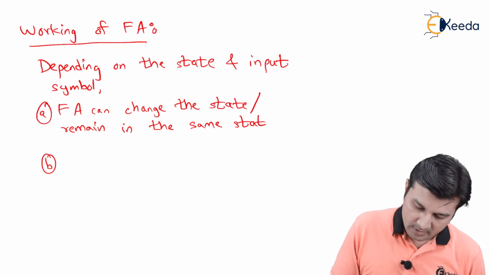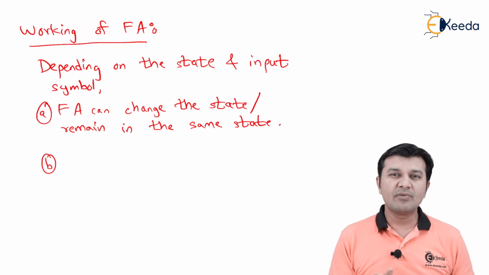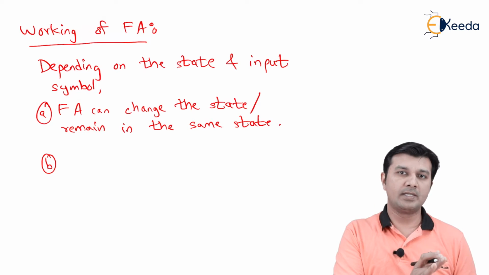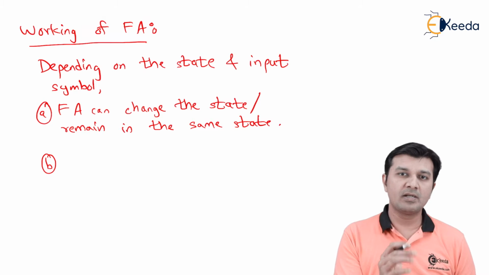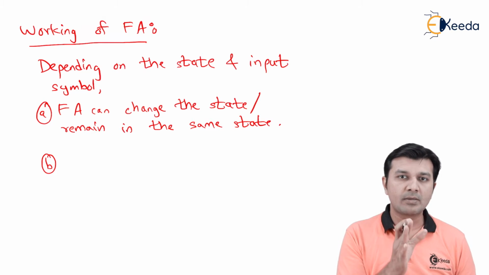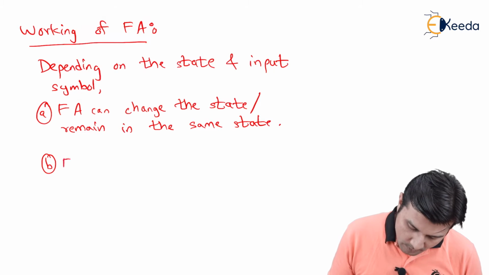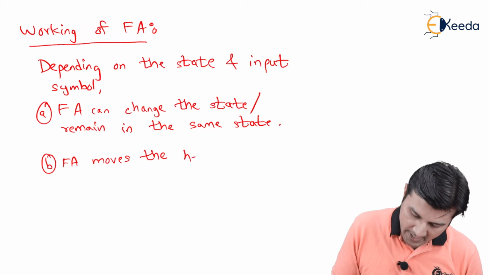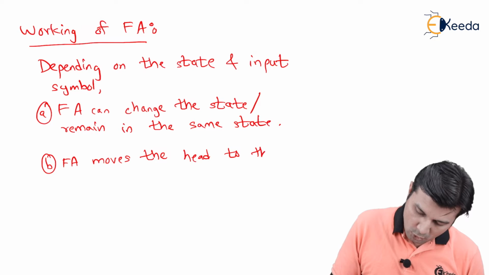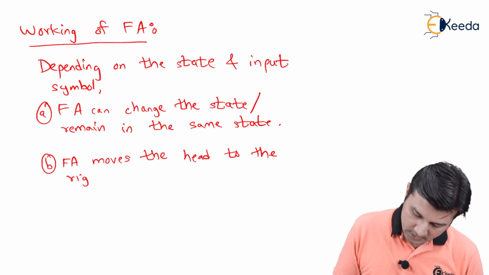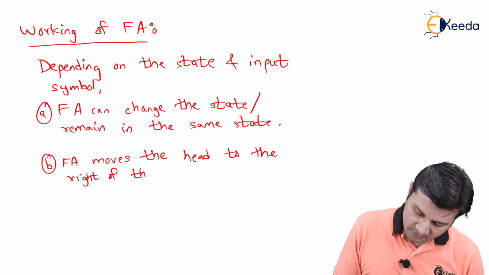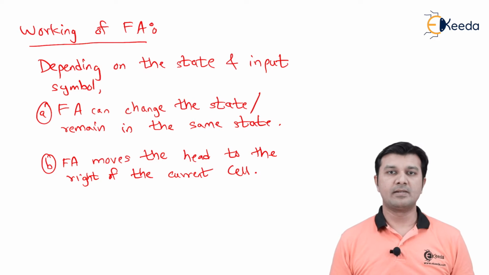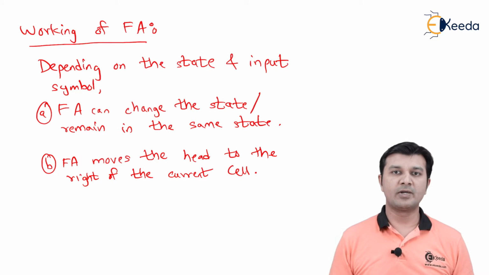That was point number one. My point number two is, every time the finite automata reads an input symbol, it will be moving one location to the right. That is, every time it will be reading one character, moving right, reading next character, moving right, character by character. So I have my FA moves the head to the right of the current cell. That completes my working of the finite automata.